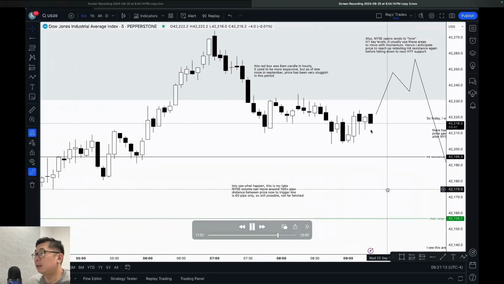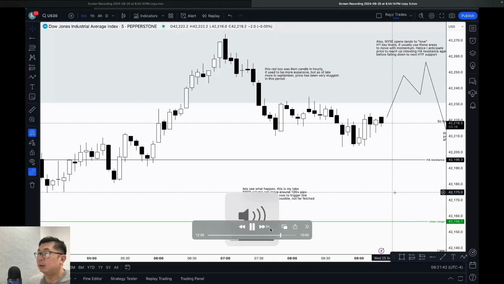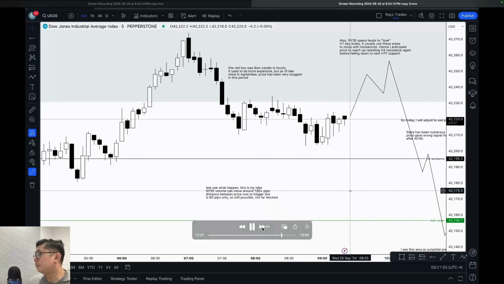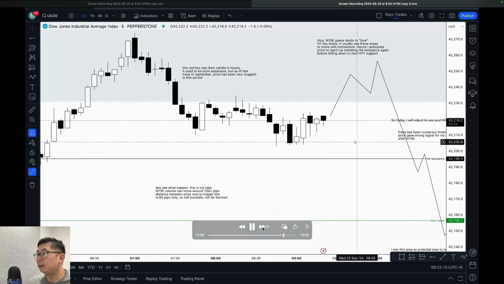Yeah, I think this is the 925 candle. I think 5 minutes. Oh no, not yet. Not yet. I set an alert on the clean range here.